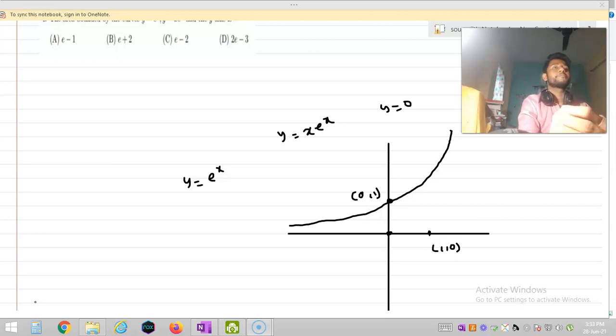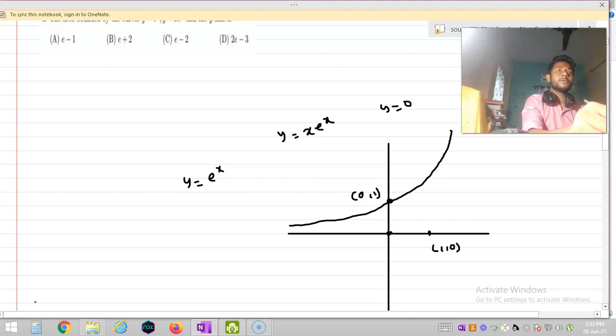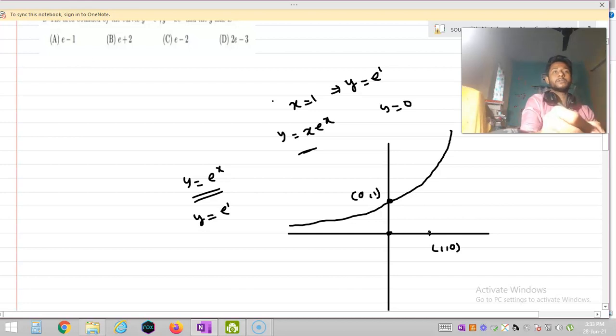Now if you put x equal to 1 in y equal to e to the power x, you will get y equal to e to the power 1. If you put x equal to 1 in this graph as well, you will get y equal to e to the power 1. So this is our height e to the power 1, and the coordinate is (1, e). So this graph intersects that graph at this point.